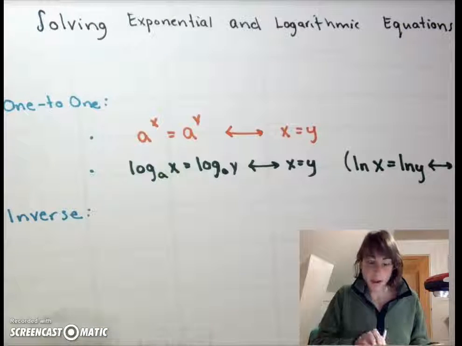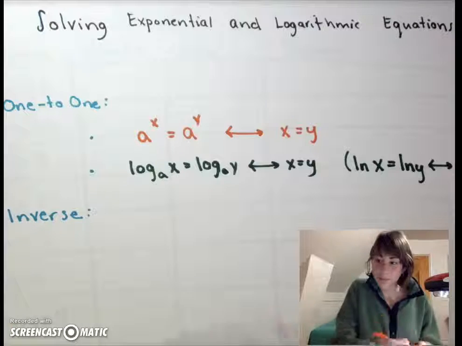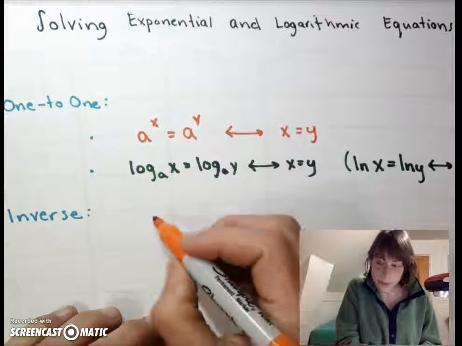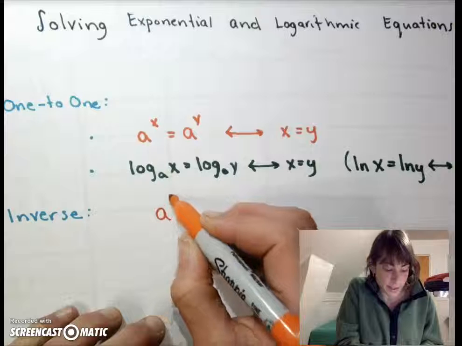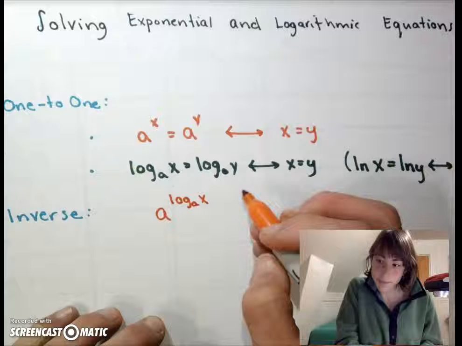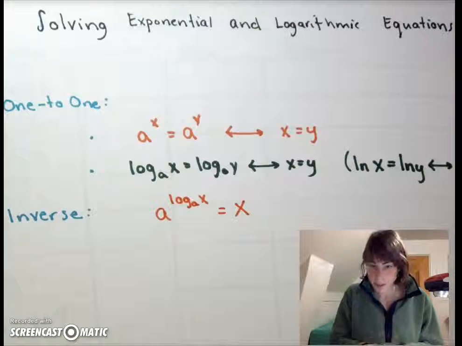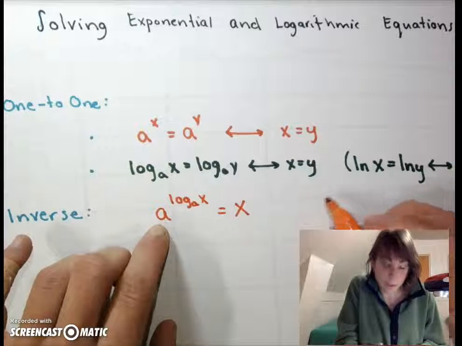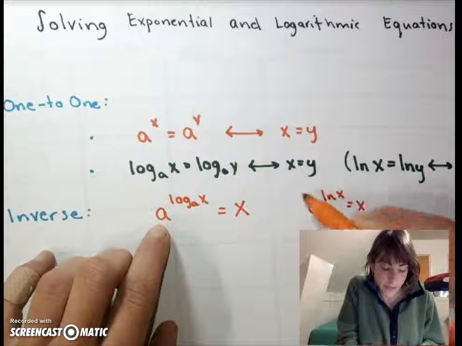The inverse properties are possibly, arguably more important because they work in any case. The one-to-one properties you may not always be able to apply. And what the inverse property for exponents says is that a to the log base a of x simply equals x. And on the logarithm side, so for the natural log, we'll have a base of e. So that's e to the ln x equals x.